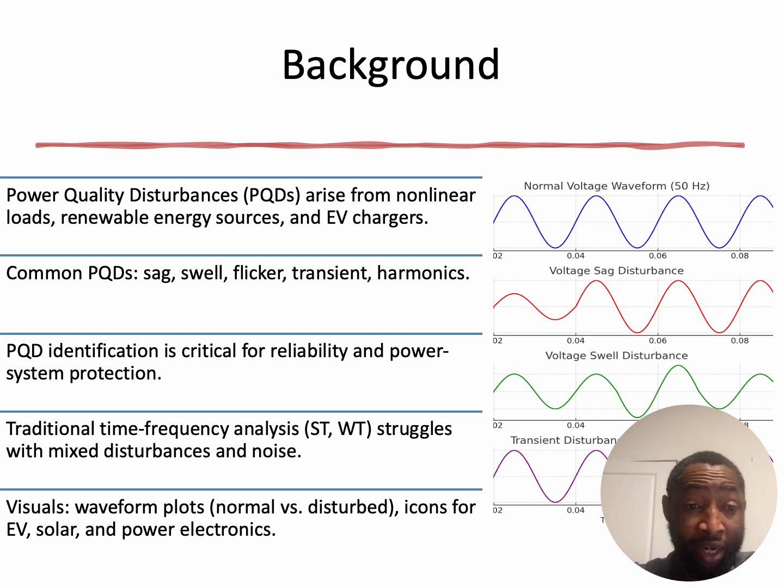Background: power quality disturbance arises from nonlinear loads, renewable energy sources, and EV chargers. The common power quality disturbances include sag, swell, flicker, transient, harmonics, etc. Power quality disturbance identification is critical for reliability and power system protection. Traditional time frequency analysis struggles with mixed disturbance and noise. This figure in the background shows normal versus disturbed conditions for EV, solar, and power electronics.